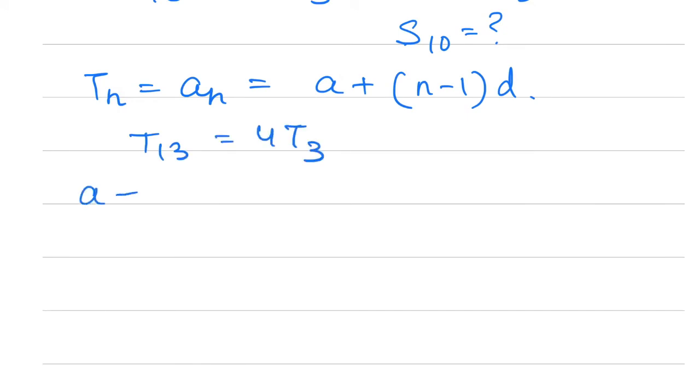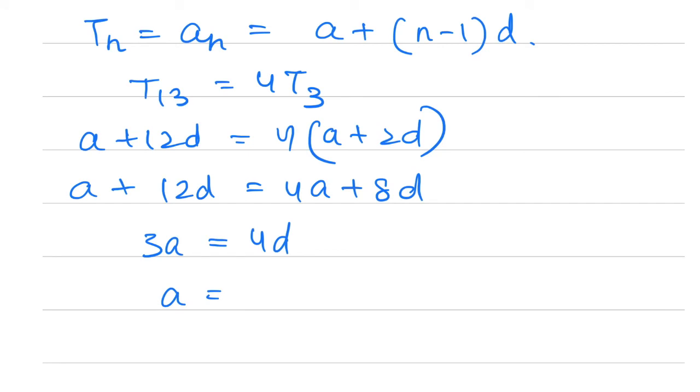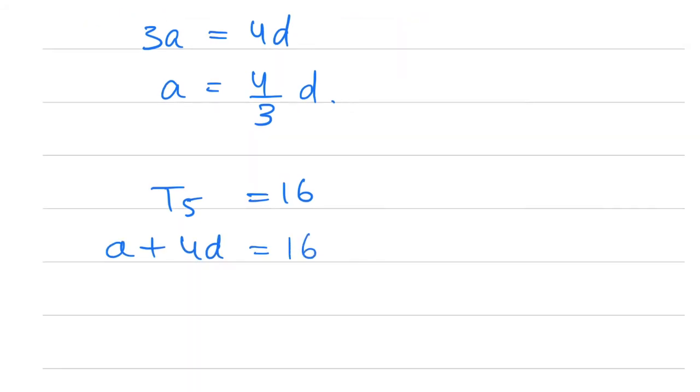Then we have a plus 12d is equal to 4 times (a plus 2d). Then we have a plus 12d is equal to 4a plus 8d. 3a is equal to 4d. a is equal to 4 by 3 d. Now we are given the 5th term is equal to 16. So a plus 4d is equal to 16. Let me substitute the value of a from the first.